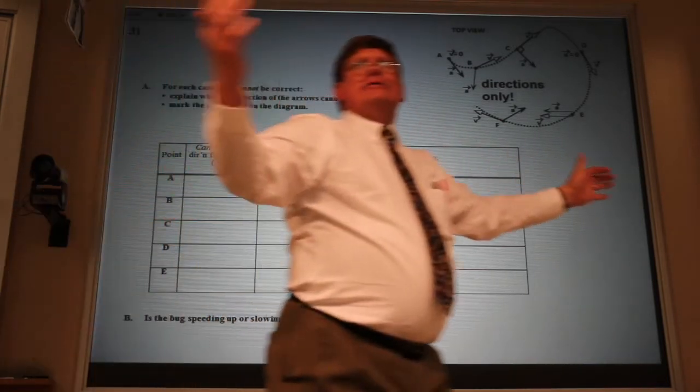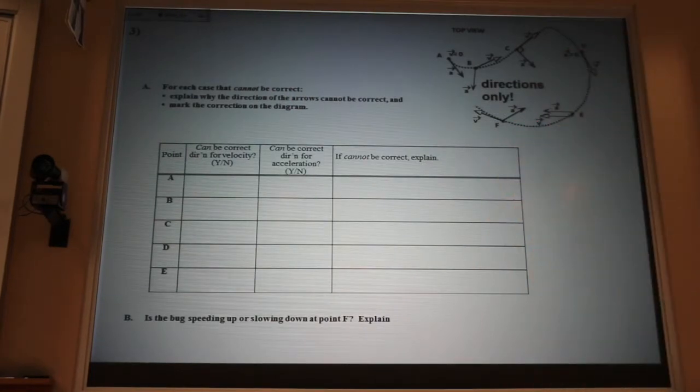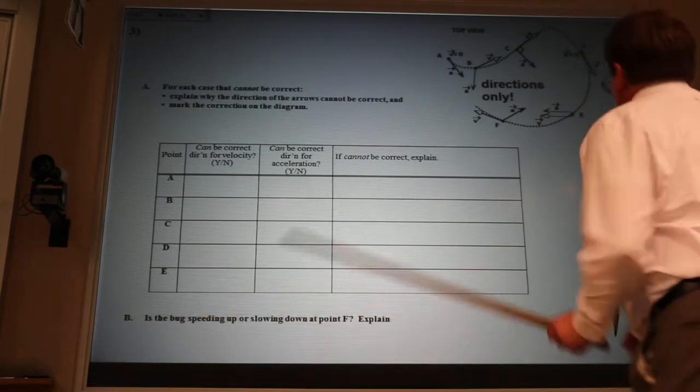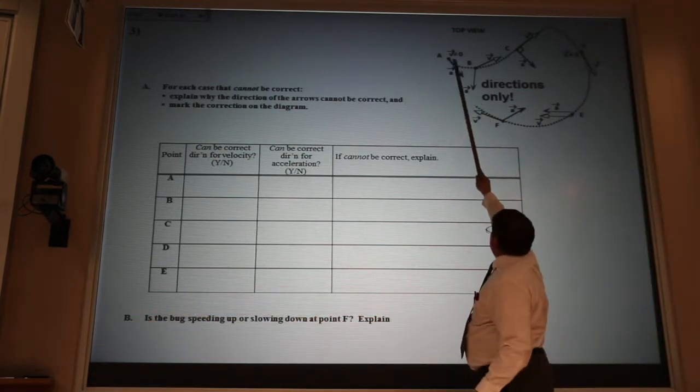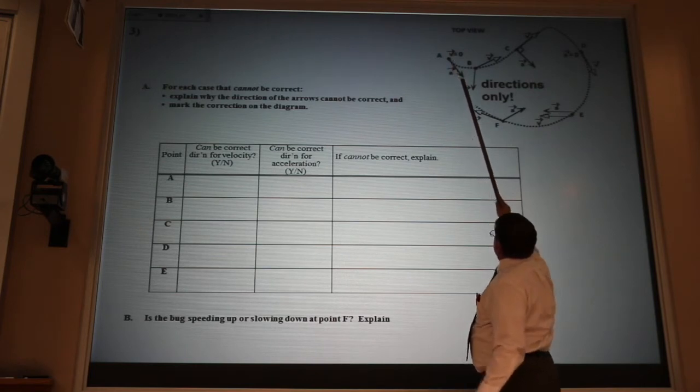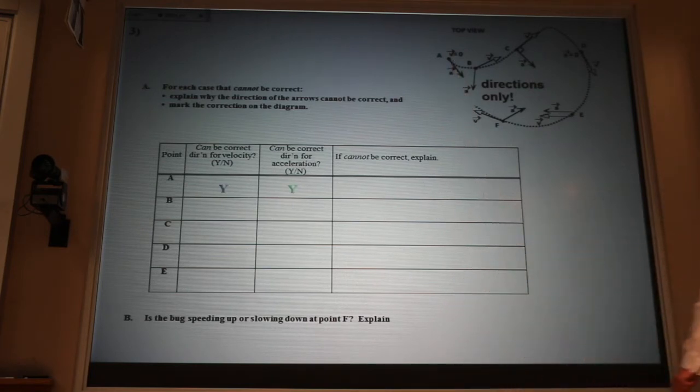And that means that your acceleration vector has to be along the path, in the direction of the next velocity. And so that means that this vector at A is correct. It's got to be tangent to the curve. Okay? So I get yes for both of those.